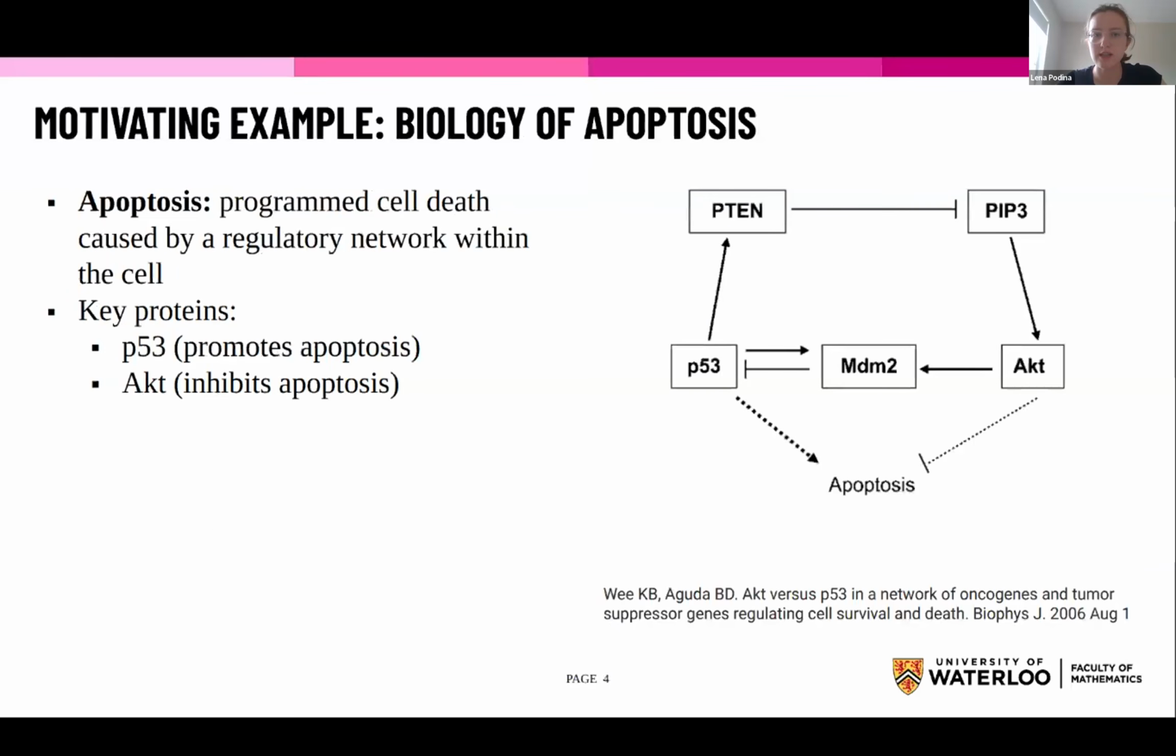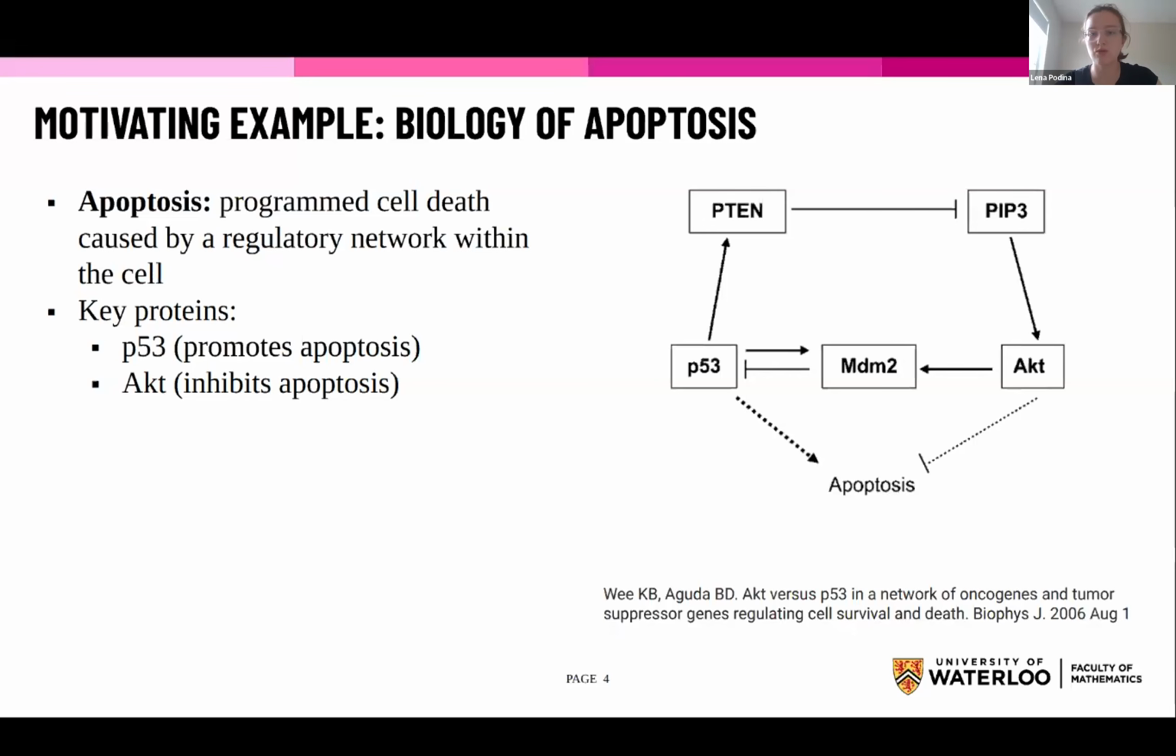So here's a motivating example. This is a pathway that shows the biology of apoptosis, which is programmed cell death. It's caused by a regulatory network within the cell. By the way, I forgot to mention, if you have any questions at any point, feel free to just ask them throughout my talk. So it's programmed cell death.